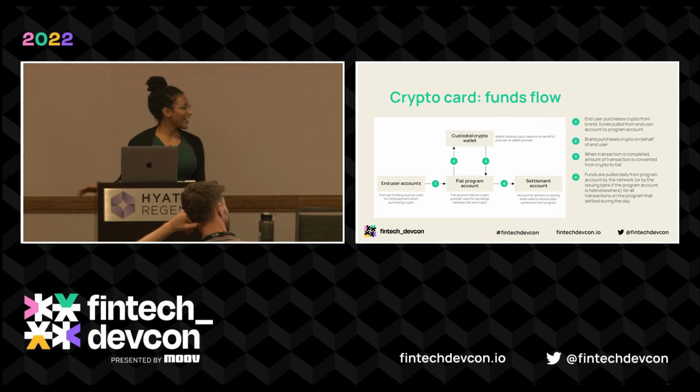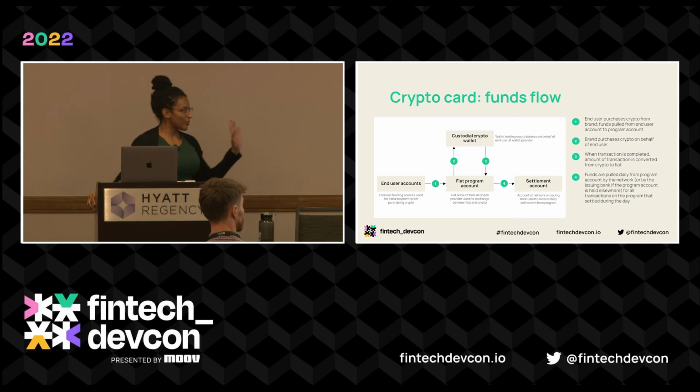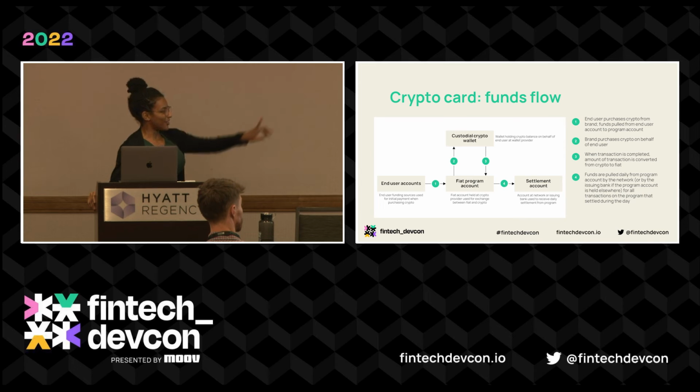All right. And then for the funds flow for crypto. This one's going to start with the end user's accounts. So say you're marketing your card to consumers. You have consumers, you have their end user account. They're going to purchase crypto from the brand. The funds are going to be pulled from the end user's account and go into the program account. Then the brand is going to purchase crypto on behalf of the end user.